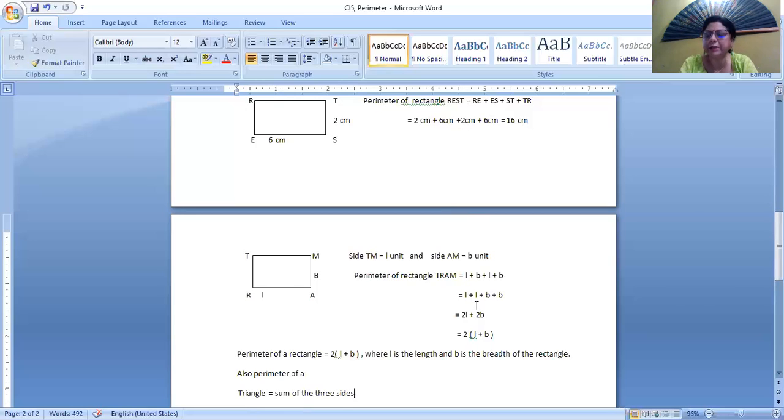We are generalizing it. In case of a square, all were L. All the sides were equal. So we did 4 into L. But here, they're not all equal. Only two opposite sides are equal. So L plus L will give you 2L. I hope you understood why it's 2L.